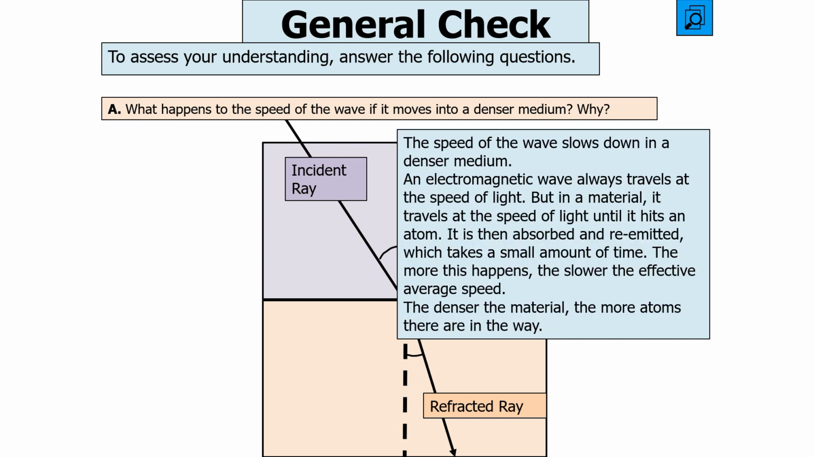An electromagnetic wave always travels at the speed of light, but in a material it travels at the speed of light until it hits an atom. It's then absorbed and re-emitted, which takes a small amount of time. The more this happens, the slower the effective average speed. So the more dense the material, the more atoms that are in the way to do this.